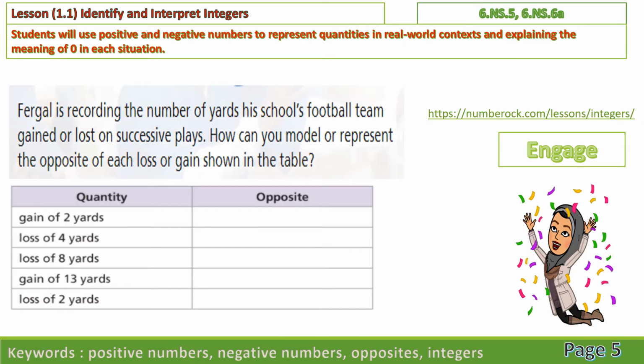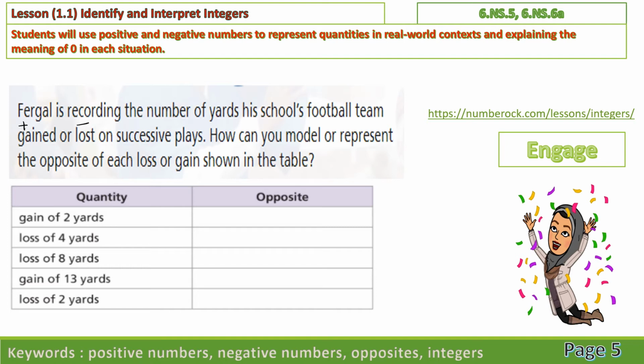Okay, now look at this. Fergal is recording the number of yards in his school football team, gained or lost. Remember, gain means you are getting something. It means plus. Lost means you are losing something. Okay, so it is minus. How can you model or represent the opposite of each loss or gain shown in the table?